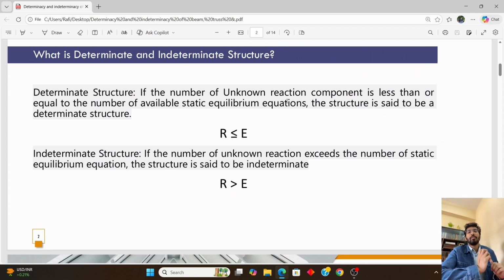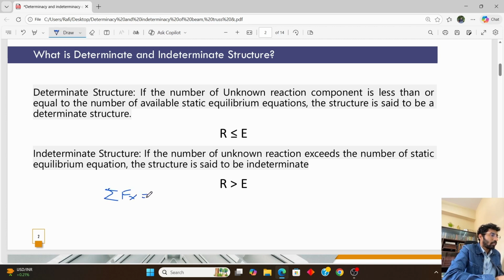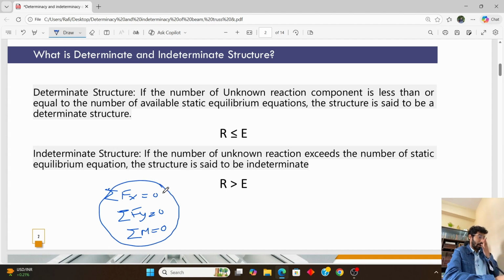We all know that we have three equilibrium equations in mechanics. If you write down the equations here, that will be summation Fx is equal to 0, summation Fy is equal to 0, and summation moment is equal to 0. We have three equilibrium equations in our hand. So whenever the unknown reaction forces are less than or equal to the three equilibrium equations, then we can say that the structure is a determinate structure.